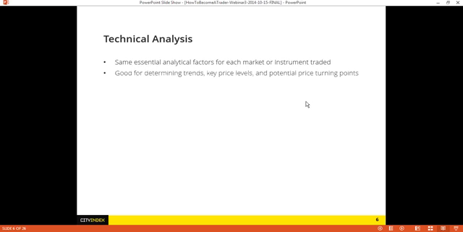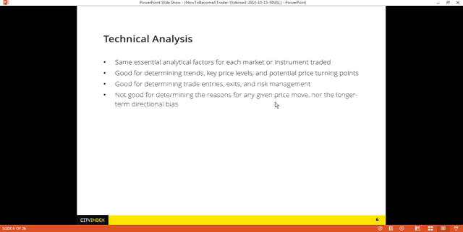Okay, so technical analysis, what is it good for? It's good for determining trends, key price levels, potential price turning points. It's good for determining trade entries, exits, and risk management, what this webinar is all about. What is it not good for? Determining the reasons for any given price move. Nor is it necessarily good at giving the longer-term directional bias, okay?